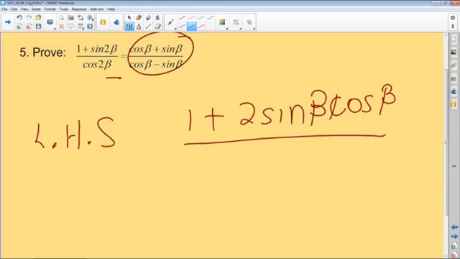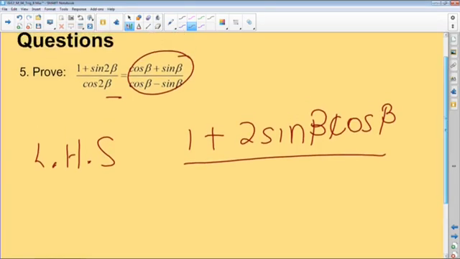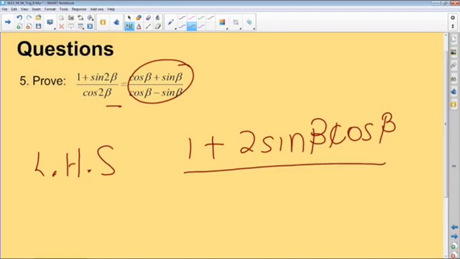Now we've got to decide, well, what do I change this to? And there's 3 different ones to choose from. And what I always say to learners is let what you are asked to prove guide you. So here we are asked to prove that this is cos beta plus sine beta over cos beta minus sine beta. So the expansion that you want to use for cos 2 beta is going to be the expansion that includes both cos and sine. I'm not even going to try and go for any of the other ones. I'm going to go straight for the cos squared minus sine squared identity.